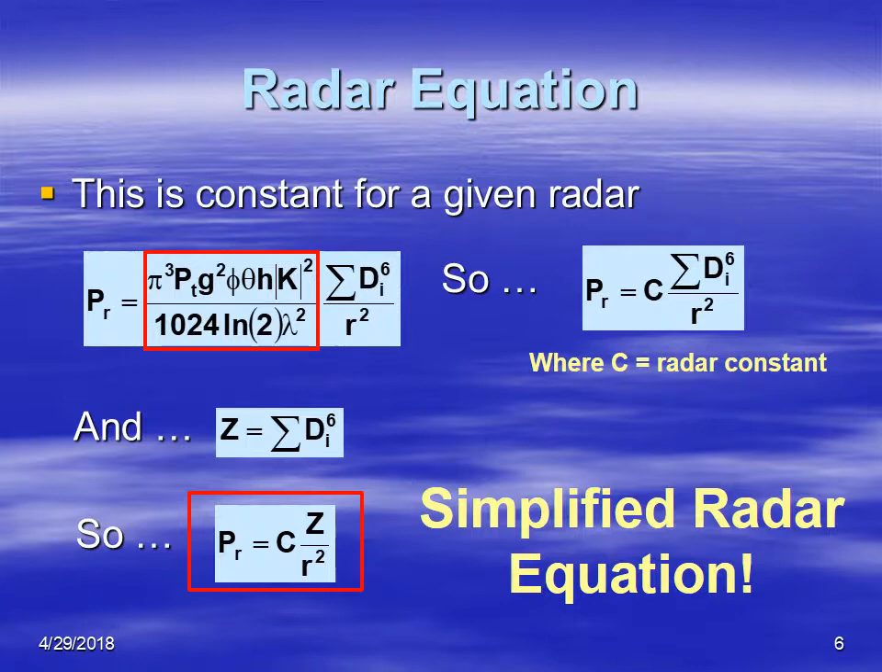R squared in the bottom is the radius, or in other words, the distance out to the radar, and we can measure that with a timer if we know the speed of light. So what we don't know is the d raised to the 6th power, or that Z. We don't know that Z. So that's our equation. That's the simplified radar equation, combining everything with the radar and putting that into C.